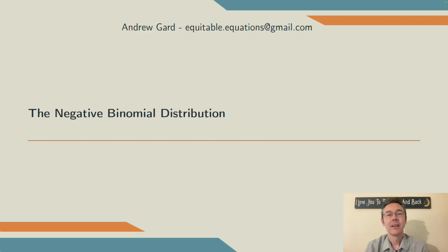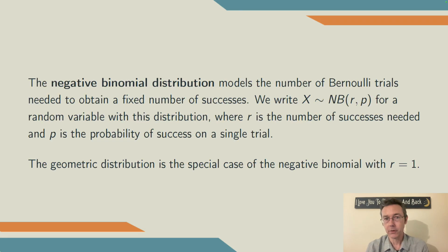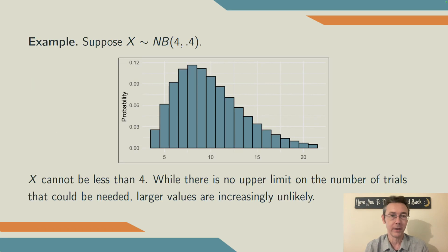Hey everybody. Today we're talking about the negative binomial distribution, which models the number of Bernoulli trials needed to obtain a fixed number of successes. We write NB(r, p) for that distribution, where r is the number of successes you're aiming for, and p is the probability of success on any given trial. By the way, the geometric distribution is just a special case of the negative binomial with r equals 1.